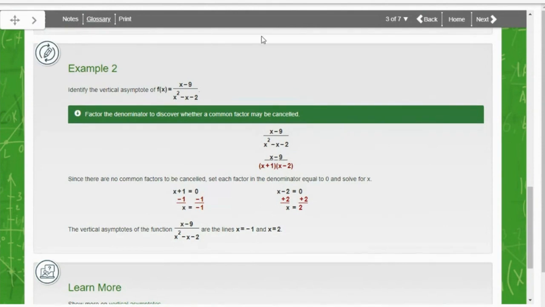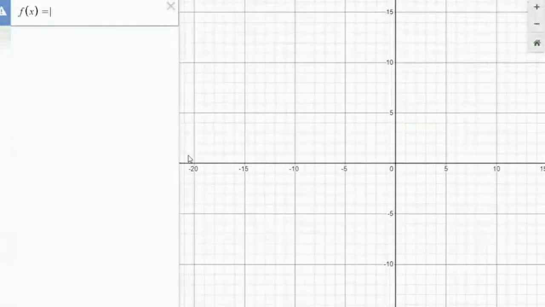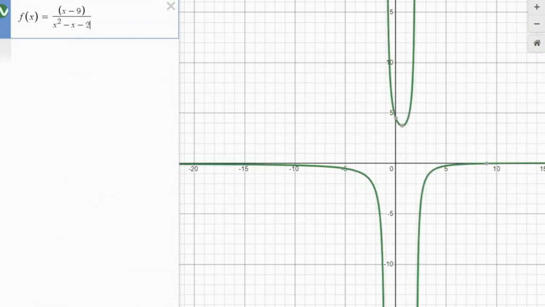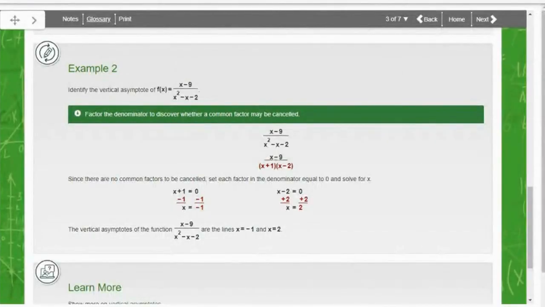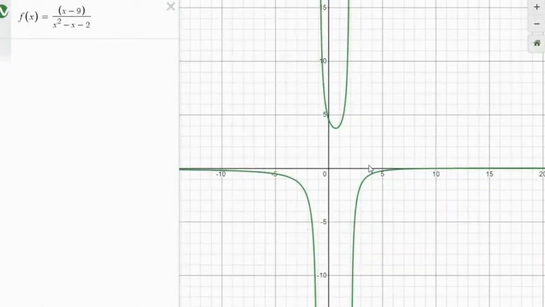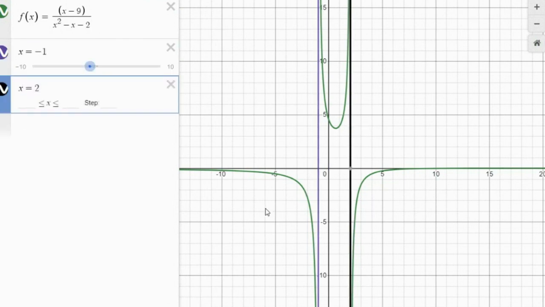Now, this actually makes a rather interesting graph. I talked about how it could be more than one piece. Let's put this there. F of x equals, and this was x minus 9. Put that in parentheses so it groups it all together. And on the bottom was x squared minus x minus 2. Yeah, x squared minus x minus 2. See, this is actually a 3-piece graph. But those asymptotes still exist. So there's an asymptote at x equals negative 1. And there was another asymptote at x equals 2.